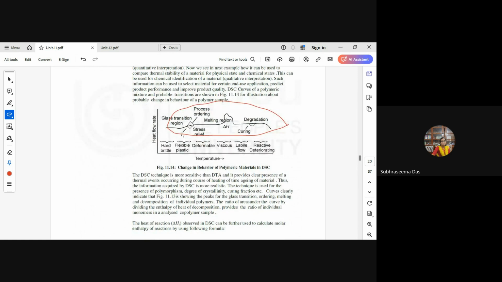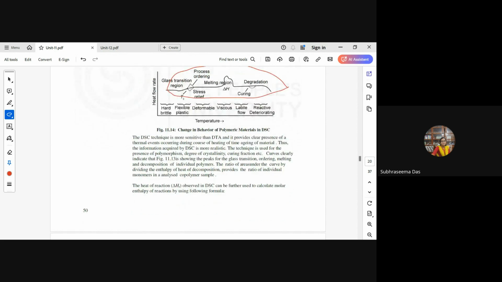This technique is more sensitive as we can know the glass transition temperature, that is the Tg, the melting region, that is the Tm, followed by the degradation behavior of the polymer. So this DSC technique is more sensitive than DTA and it provides a clear indication of the thermal events that occur within the material with respect to temperature. Thus, the information provided by the DSC is more realistic in nature. So DSC is used to know the presence of polymorphism, the degree of crystallinity, and the curing that occurs in a polymer during the heating process.